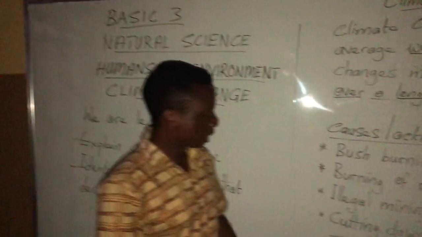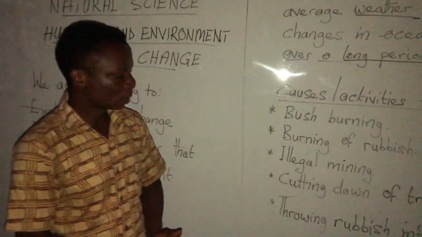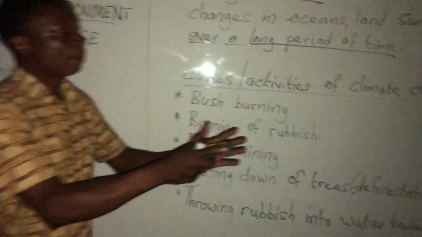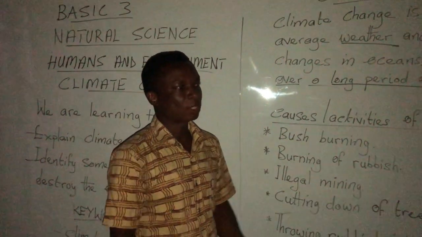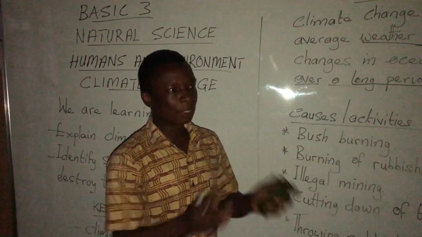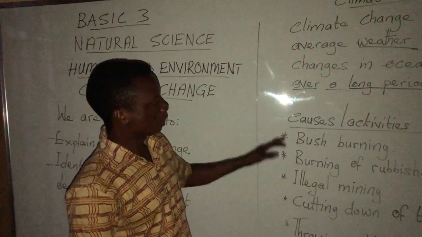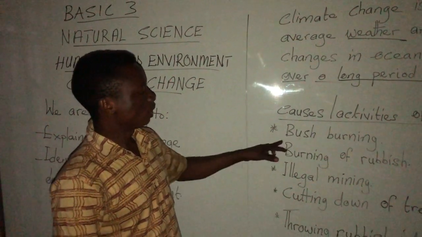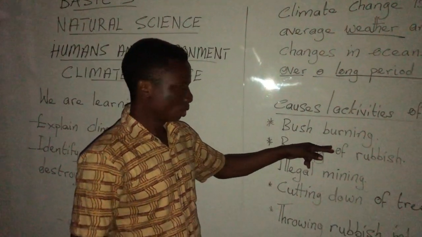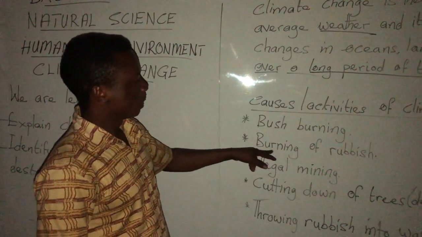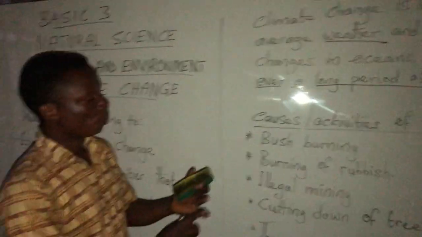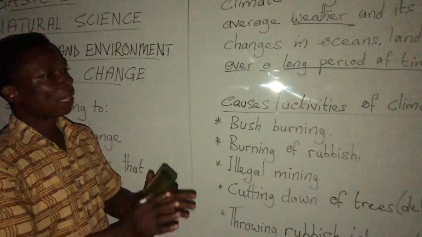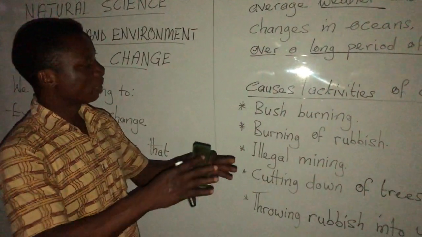So we shouldn't just gather our rubbish and go and dump it just because we don't have money to pay Zoomlion to take our rubbish for us. We should keep all this safely. We shouldn't burn the bush. We shouldn't burn rubbish at home. Rather, we should find a dustbin, put the rubbish in it, and Zoomlion or those disposing the waste will come for it.